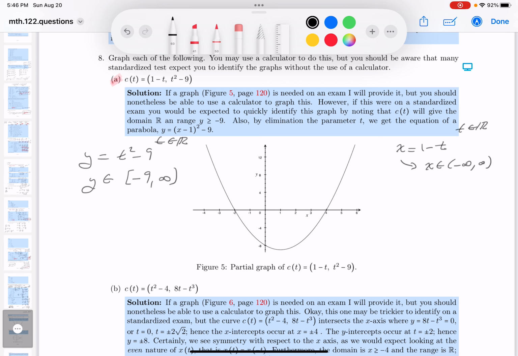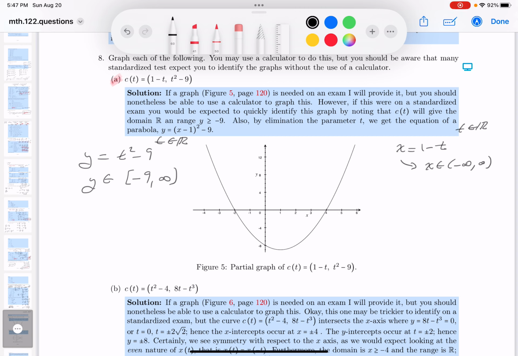Now, sometimes it's enough to identify what the graph looks like. For example, over here, if I were looking at a graph, I'd be looking at a graph that ranges, that is the y values, from minus 9 to infinity, and it's covering all the x values. Another thing you might want to do in looking at graphs is see if you can eliminate the parameter, and then you'll be able to identify it. A lot of times eliminating the parameter is not helpful, though, but let's try it.